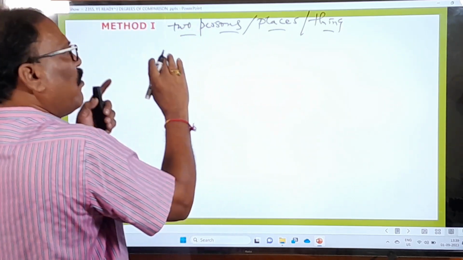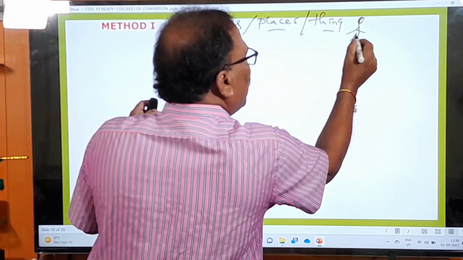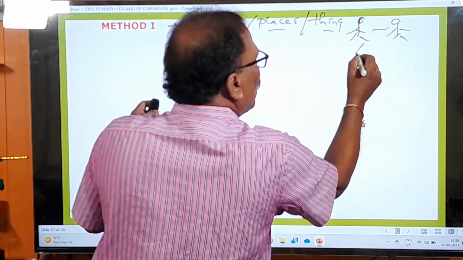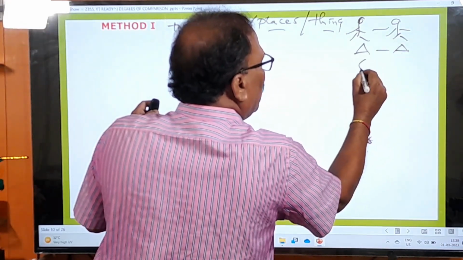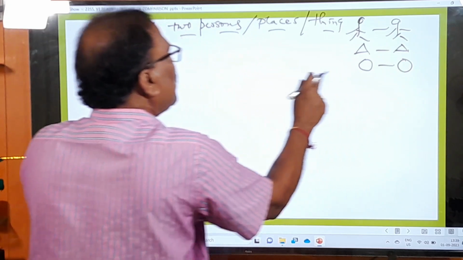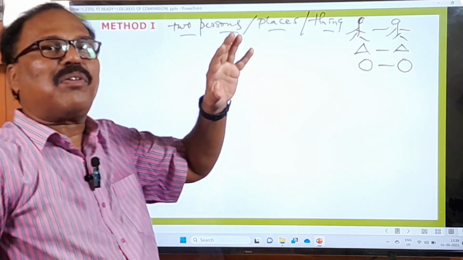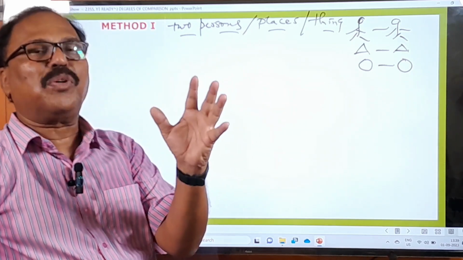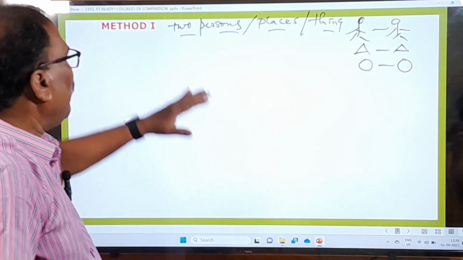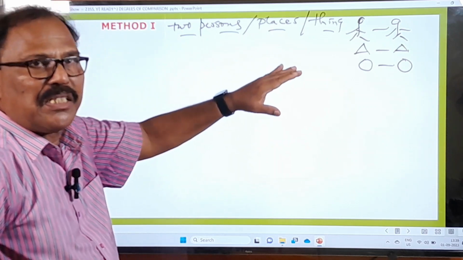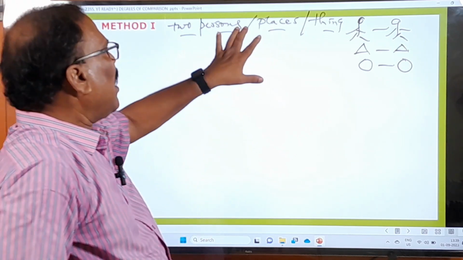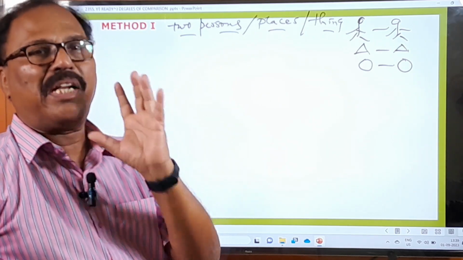And we compare. That means we compare one person with another person, one thing with another thing, one place with another place. So that is why there does not arise any question of superlative degree. When you compare 2 persons, 2 places, 2 things, there does not arise the question of superlative degree.